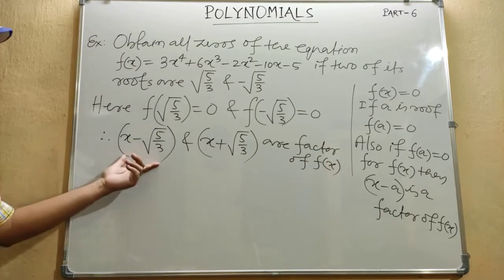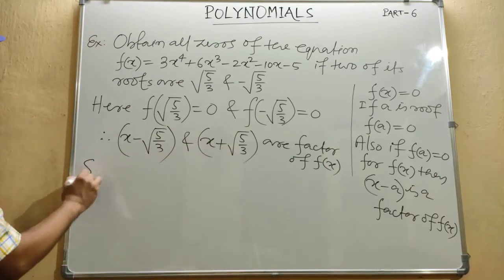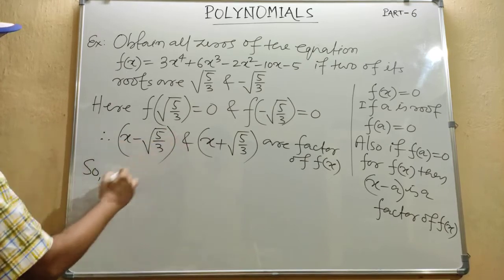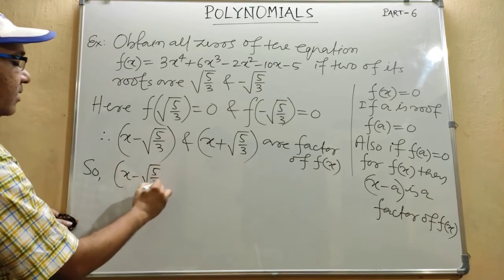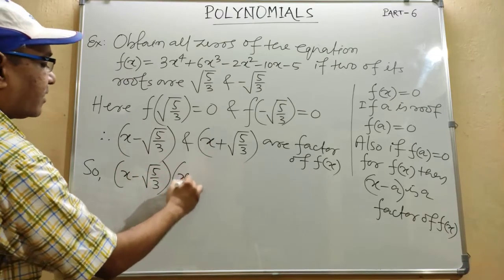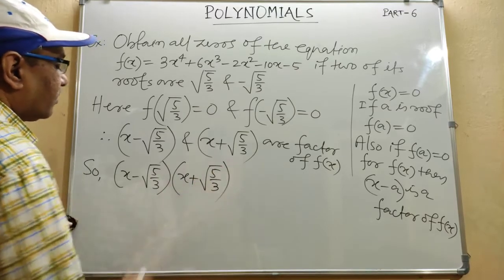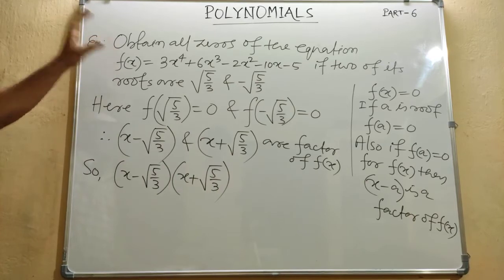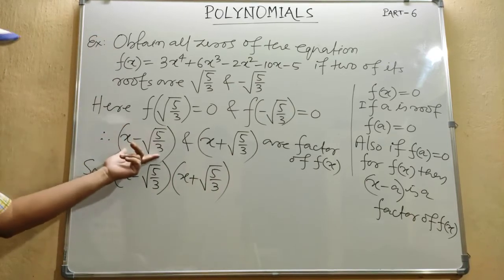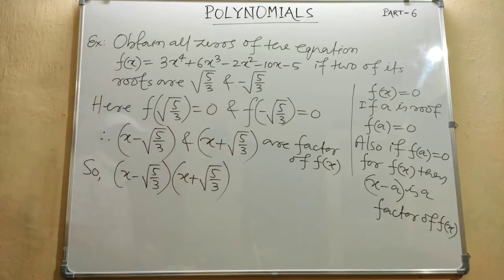This is a factor of f(x), this is also a factor of f(x). So let us find their product, (x minus root 5 by 3) and (x plus root 5 by 3). Whatever comes as this product will also divide f(x) completely. If this is a factor and this is a factor, their product will also divide f(x) completely.